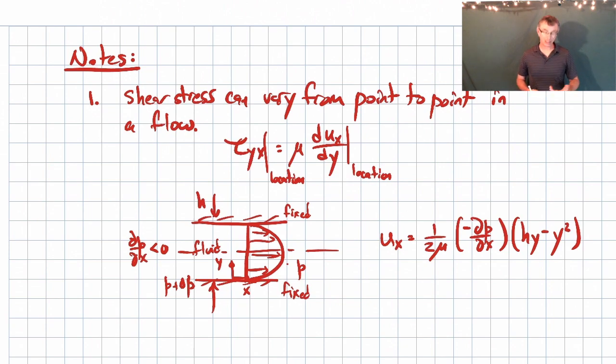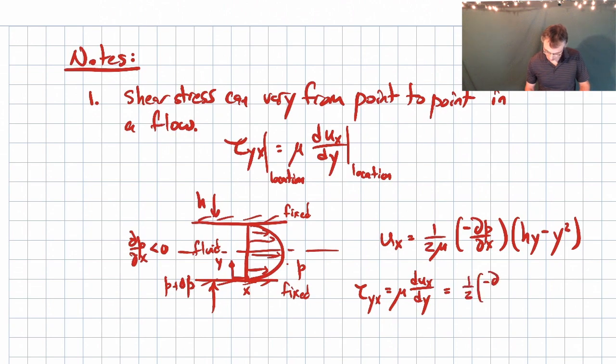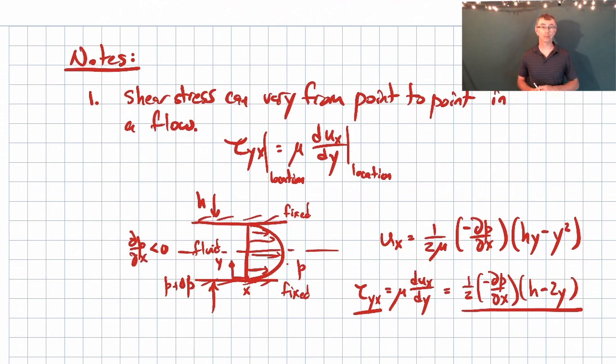And you can see the dynamic viscosity shows up in there. So if I want to find the shear stress here, what I would do is take the velocity gradient. Tau yx is mu times du x over dy. So when I work that out, that'll be 1 over 2 times minus dp dx times h minus 2y. So here you can see that the shear stress varies with y. It's not a constant.